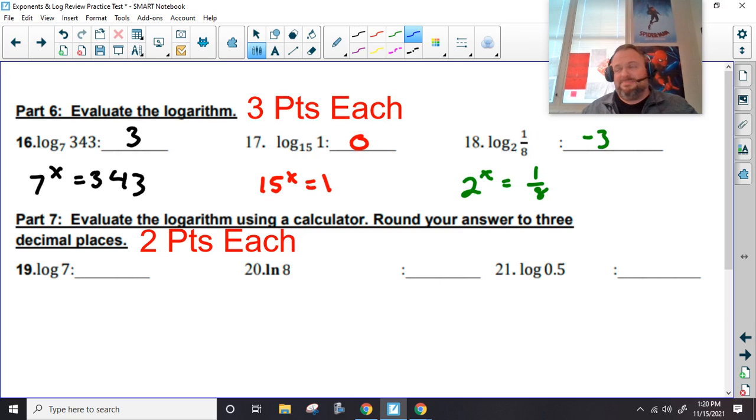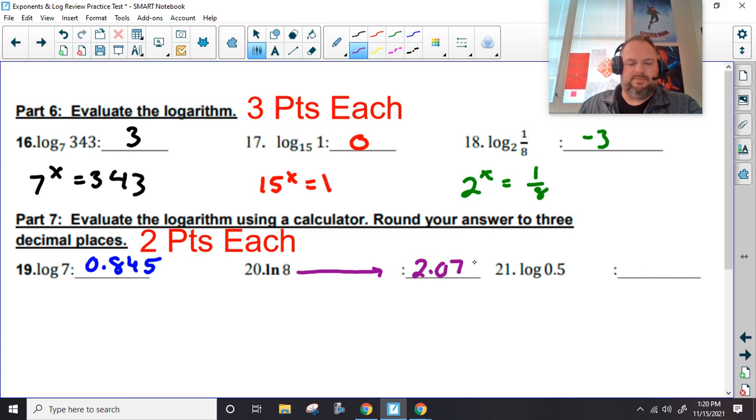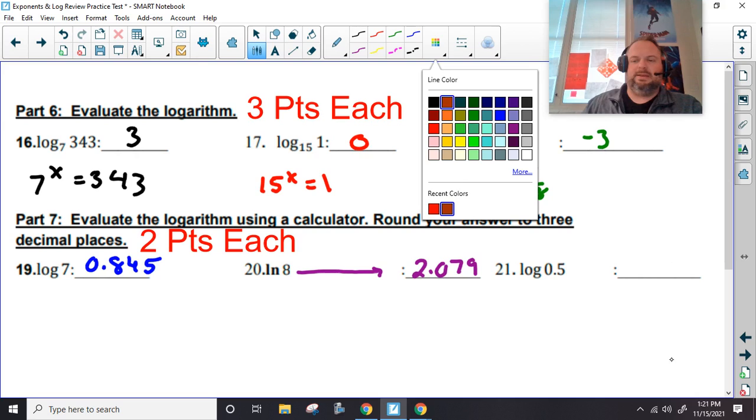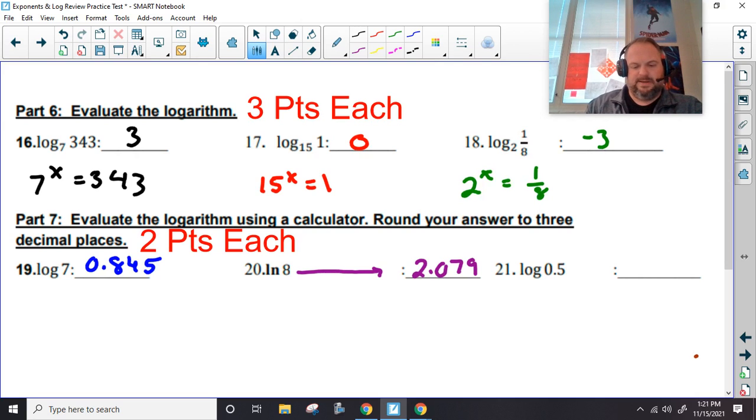Part 7 is actually just calculator work. Okay, so you just type in log 7. Round to the nearest 3 decimal places, we actually will end up getting. Now, I don't know why there was such a big space on here for this practice test. I have fixed it for the actual test. My bad. But ln 8, 2.079, and then log of 0.5.